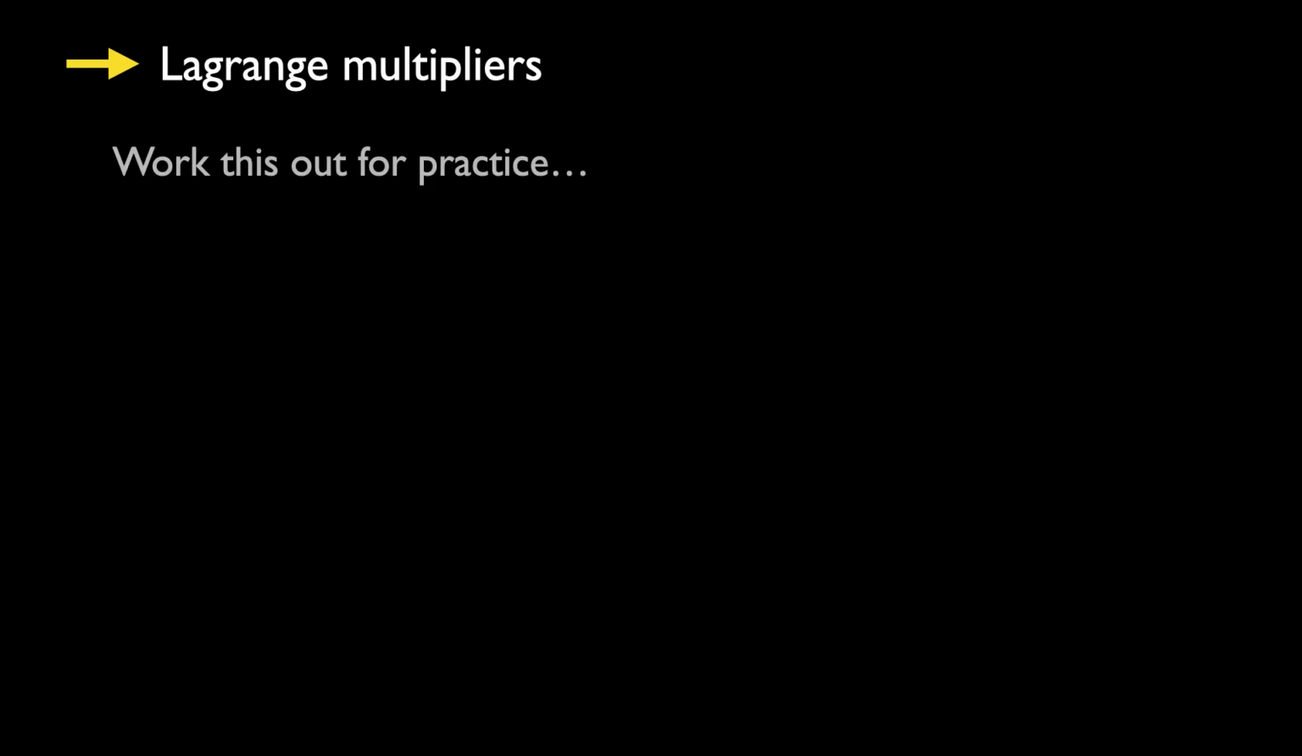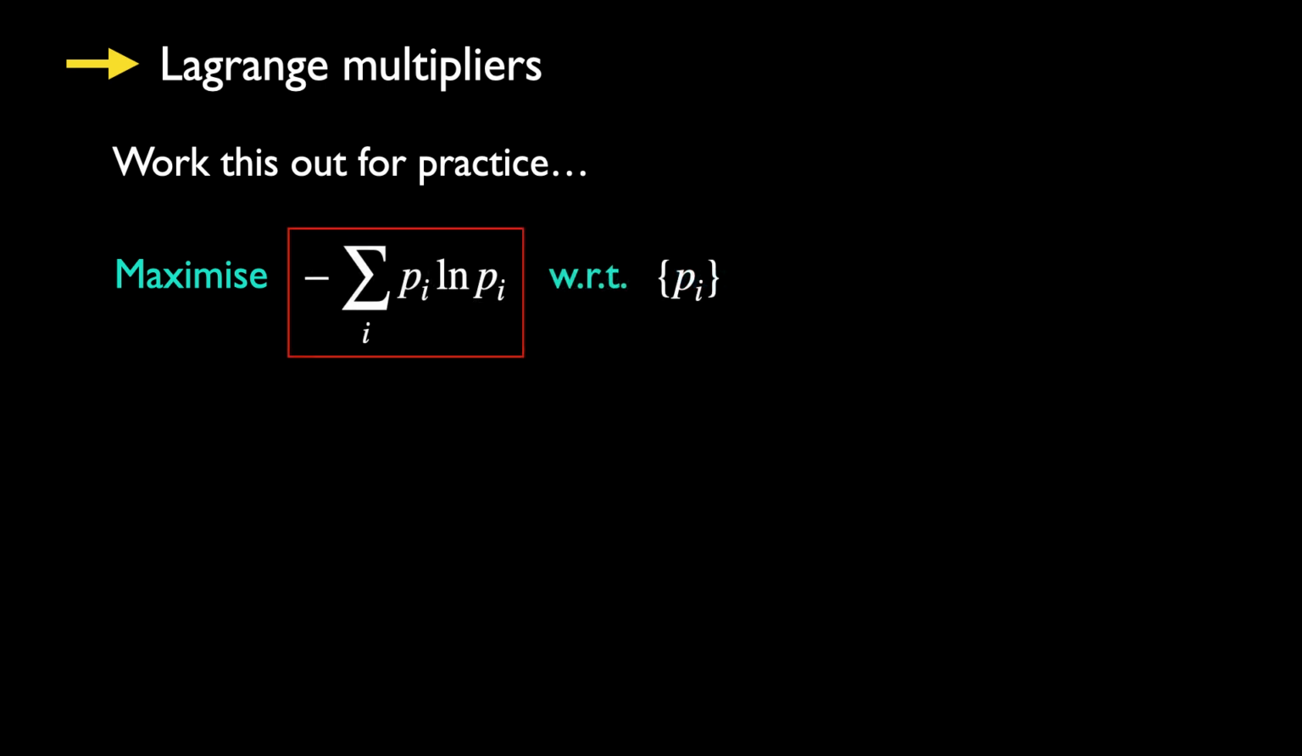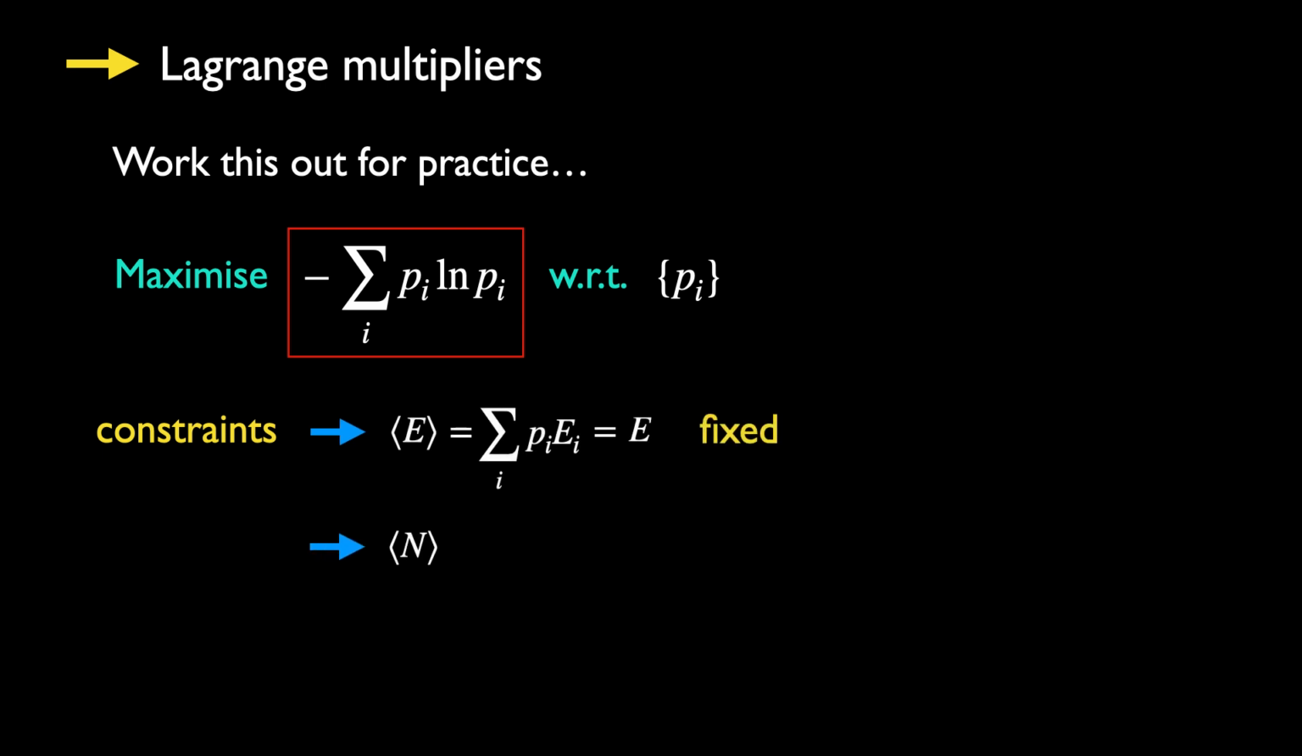Here's an exercise for you to get some practice on Lagrange multipliers. Feel free to skip ahead using the timestamps in the description if you are already familiar with this method. If not, let's begin. Your task is to maximize the entropy with respect to the probabilities. This is equivalent to maximizing this dimensionless function. And do it under these constraints. First, the average energy is fixed at some constant value. The second constraint fixes the average particle number. And the third is the usual normalization constraint.